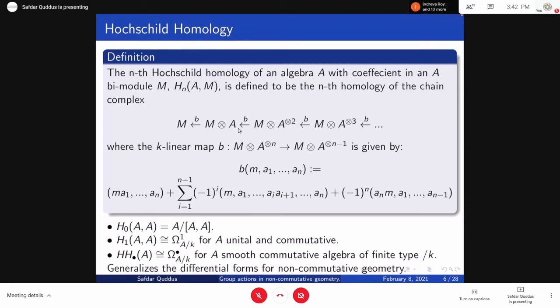So we have the nth Hochschild homology of an algebra, given any algebra with coefficients in a bimodule M, is the nth homology of this chain complex, which is given by this map. This is basically the bar complex. We are looking at the standard bar map, and this is the Hochschild homology. Now we see that the zeroth homology is the algebra modulo the commutator, and also the first homology is the differential.